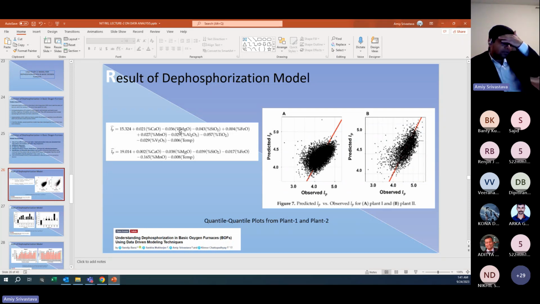For future study, we can use the MLR equation here. I am working on BOF. Okay.